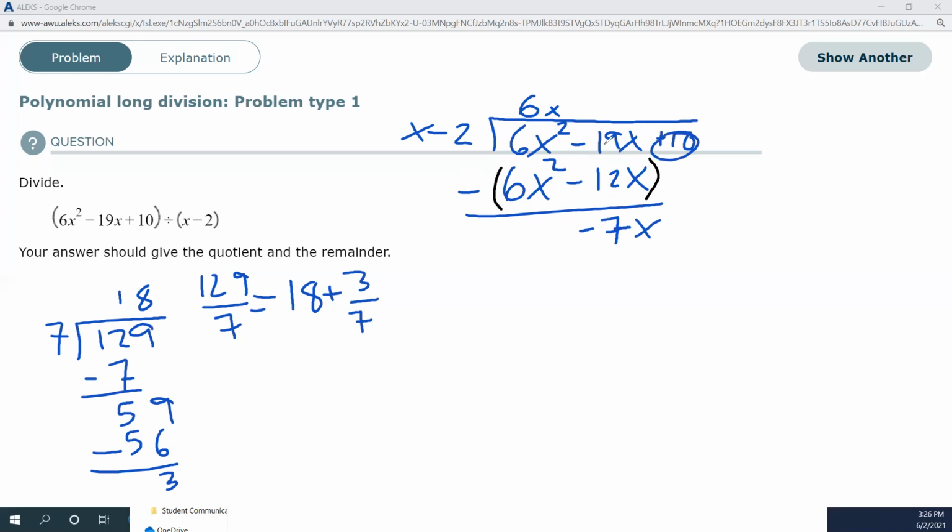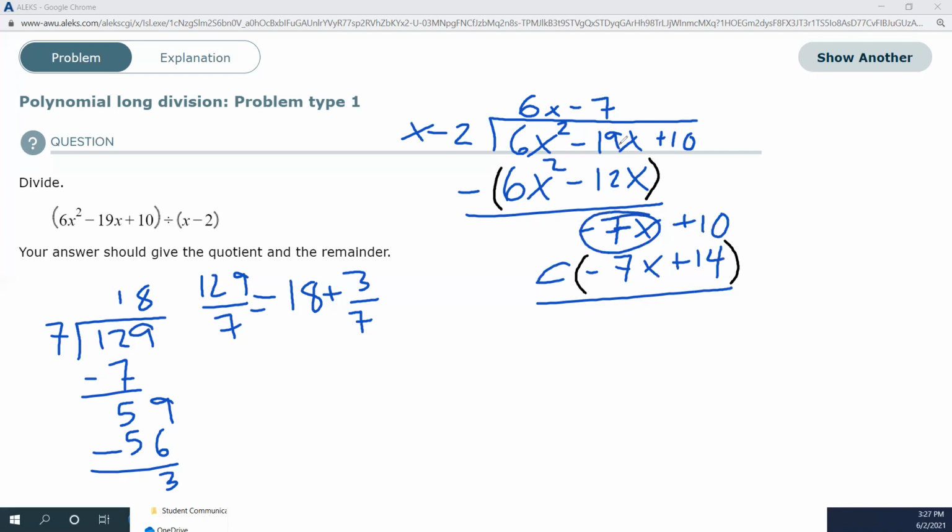Okay, then we bring down the next term, of course. And then we start over. What do I multiply this by to get the first term here? I multiply it by negative 7. So I take negative 7 and I multiply it by that divisor. And I get negative 7x plus 14. And then I subtract. But I remember, I'm subtracting away both terms. The subtraction sign applies to both. So I get negative 7x minus itself, that's 0, of course. Then I get 10 minus 14, which is minus 4.